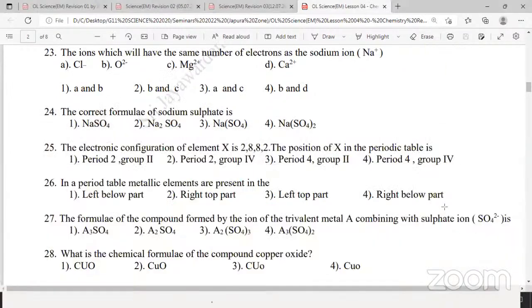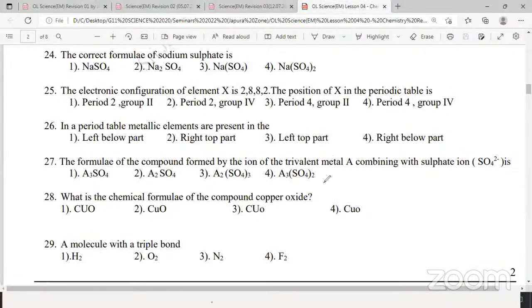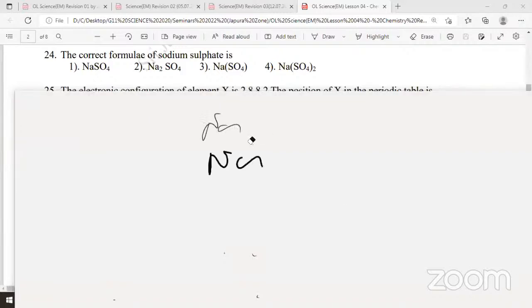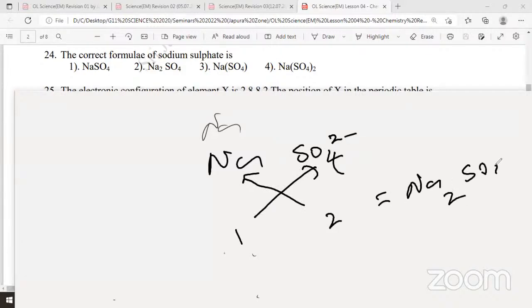Question number 24. The correct formula of sodium sulfate. Sodium is Na, sulfate is SO4. If you don't know the symbol of the ion radical, you can't write the answer for this question. Sodium is Na plus and sulfate is SO4 2 minus. Valency 1, valency 2. When you interchange, it becomes Na2SO4. Answer is second. Question number 25.